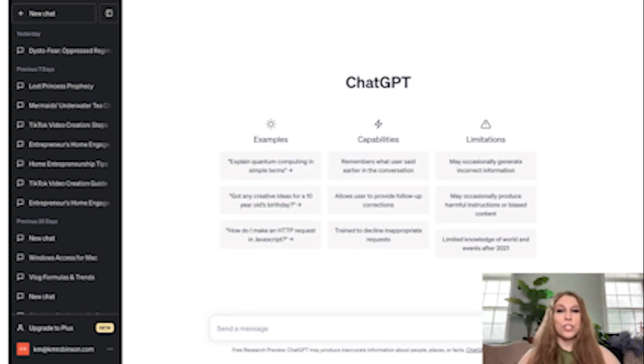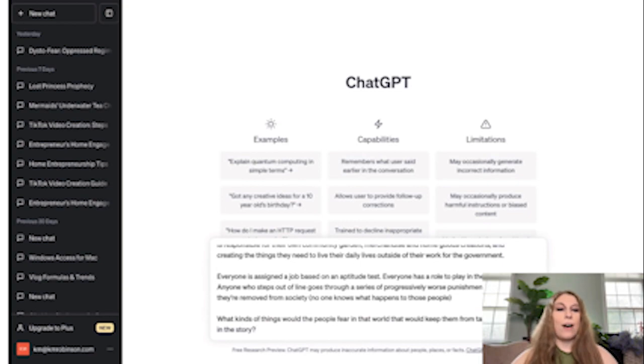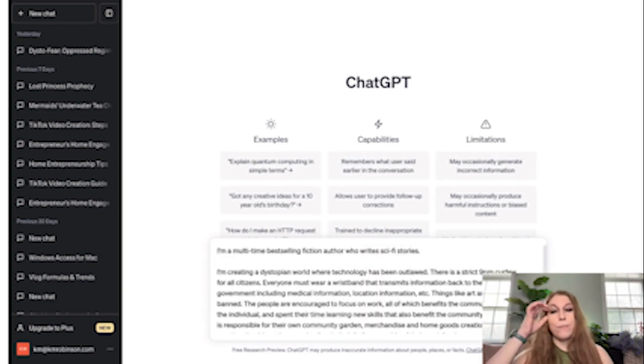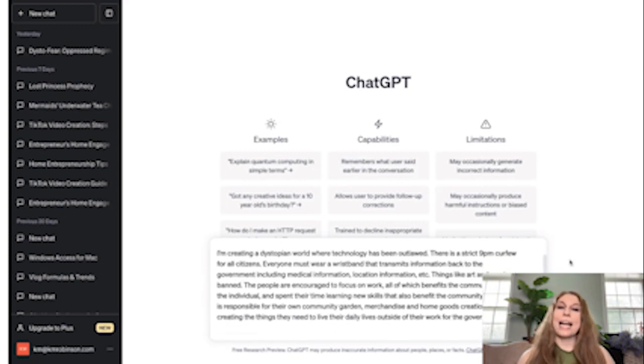Okay. So with this, you are going to jump into your AI generator and you're going to put in your prompt. Now, I like to start my prompt off with that information. So I said, I'm a multi-time best-selling fiction author who writes sci-fi stories. I gave it that framework. I then go on to talk about the world building that I am creating for this novel. Now, this is not an actual novel. If this sounds interesting to you or if it sounds tropey to you, feel free to use it. Feel free to identify other books. It's just an example for you guys.